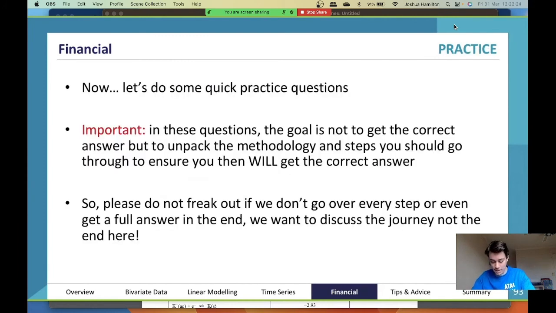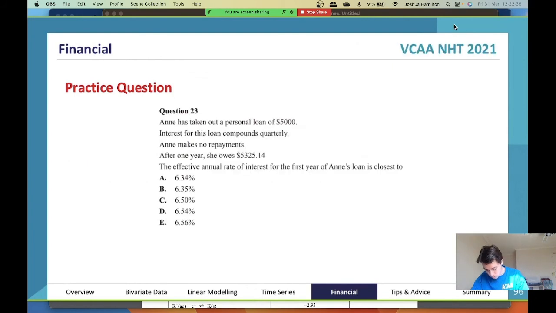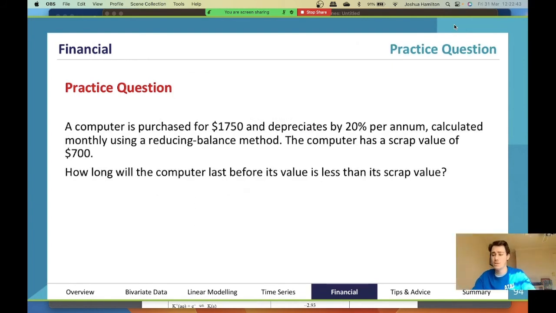Now, I think the best way to learn financial, as I've discussed, is to do practice questions. So once you've done your textbook, you need to move on to exam style questions, SAC style questions, because that is how you're going to learn. So I've set up 1, 2, 3 questions here. We're just going to go through them and just continue on.